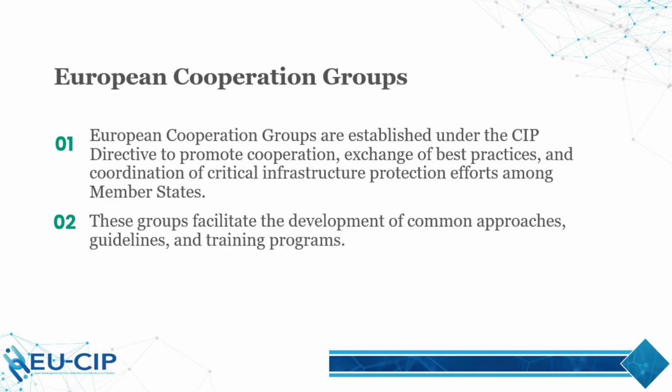European cooperation groups. European cooperation groups are established under the CIP Directive to promote cooperation, exchange of best practices, and coordination of critical infrastructure protection efforts among member states. These groups facilitate the development of common approaches, guidelines, and training programs.